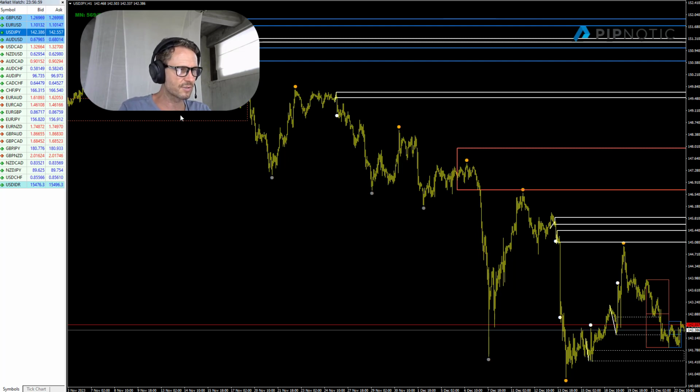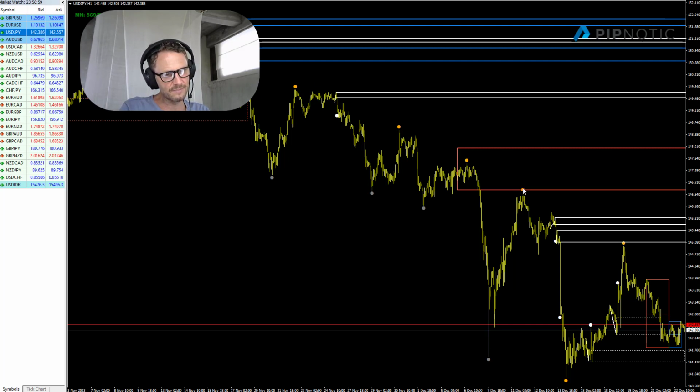First of all, it's showing us that we have supply and demand zones from three different time frames on the chart. The red is the daily, the blue is the 4 hour, and the white is the 1 hour. Here on the 1 hour chart, we have daily supply just here.